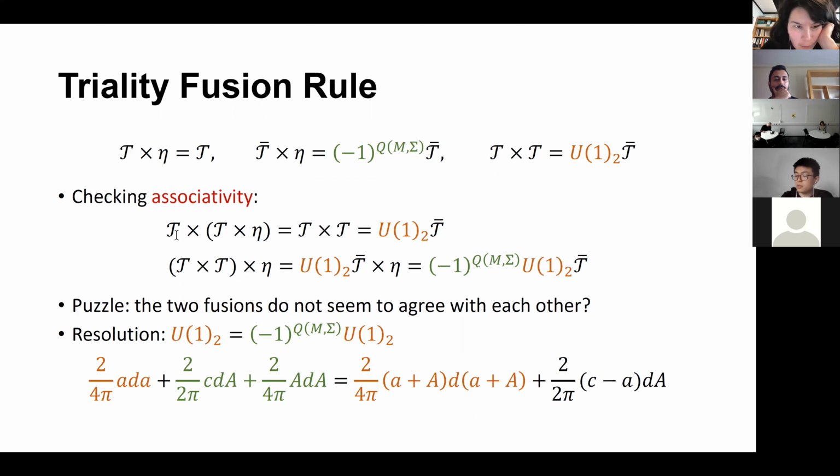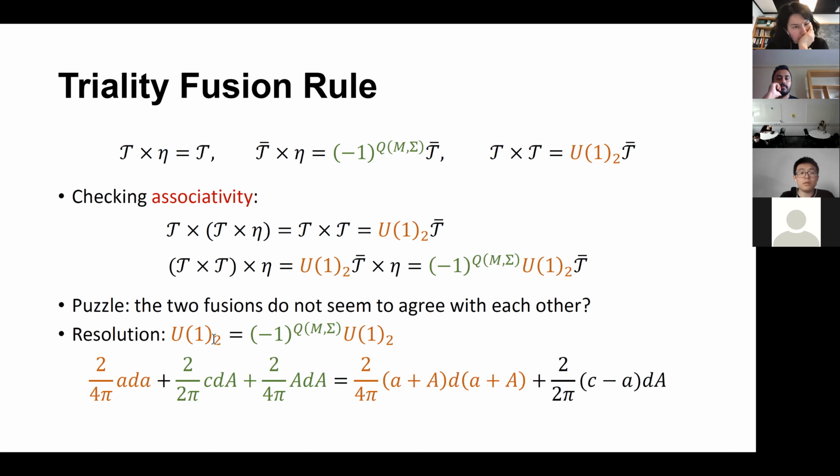So another way to fuse it is to fuse T with T first. And this will give us U1 level 2 T bar. But then we can fuse T bar with eta. But when we fuse T bar with eta, we'll get an additional phase, -1 to the power q. So here we seem to get a puzzle. There are two equivalent ways to fuse T with T and with eta, but they seem to give a different answer. But the resolution is as follows.